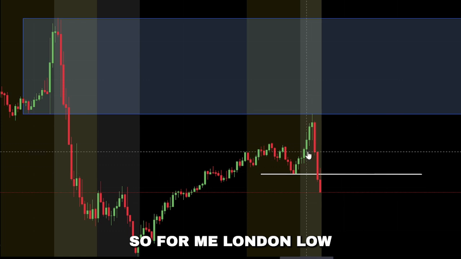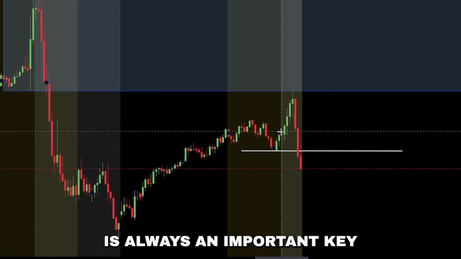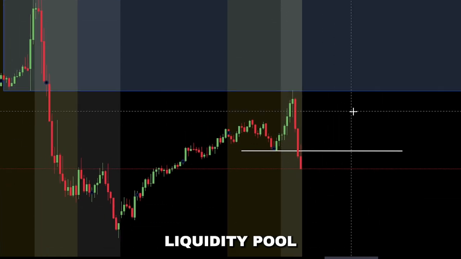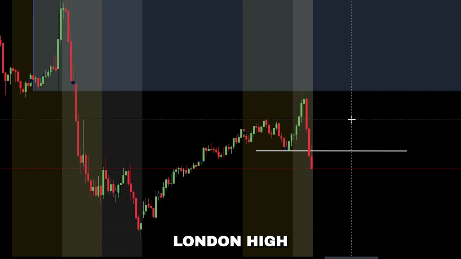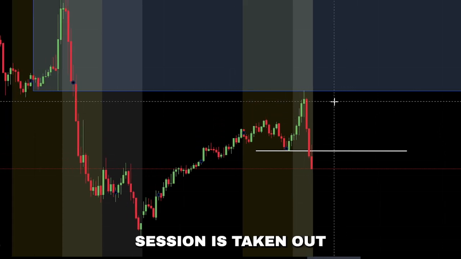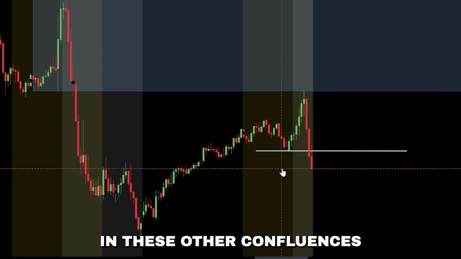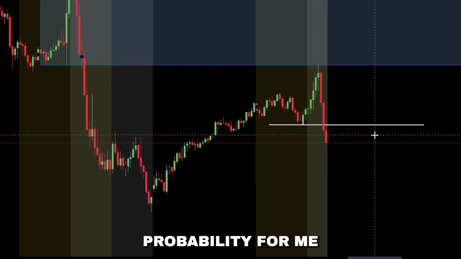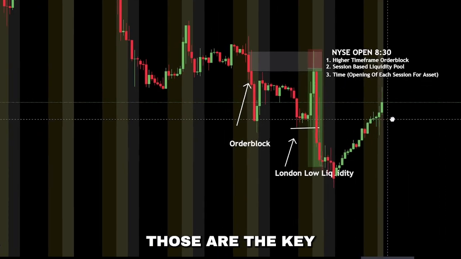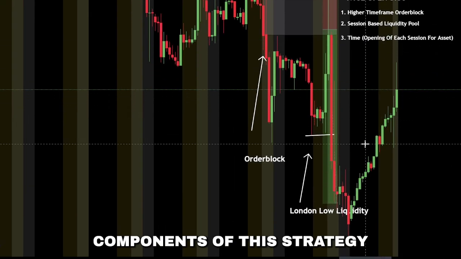For me, London low is always an important key liquidity pool. Most of the time, London low or London high during New York session is taken out. It's just where I add in these other confluences that make it more high probability for me. So those are the key components of this strategy.